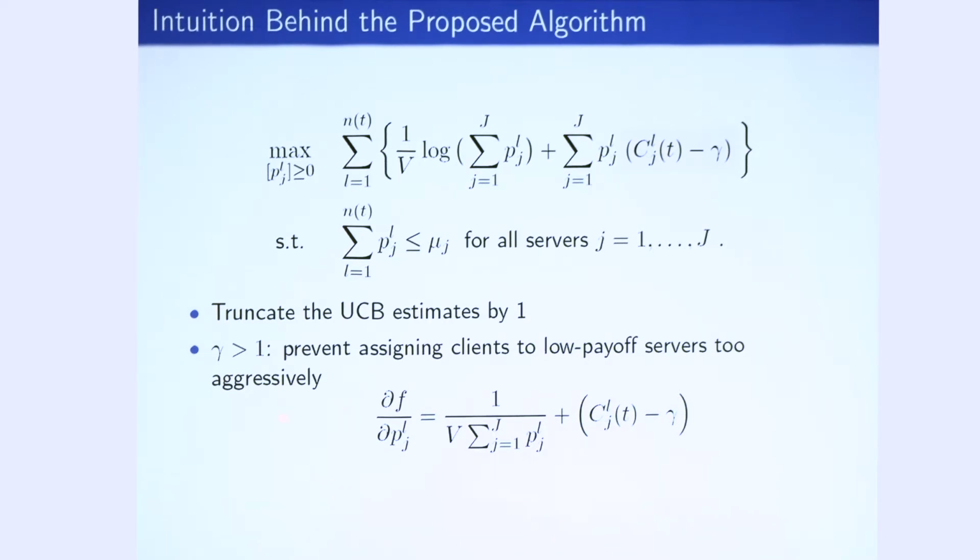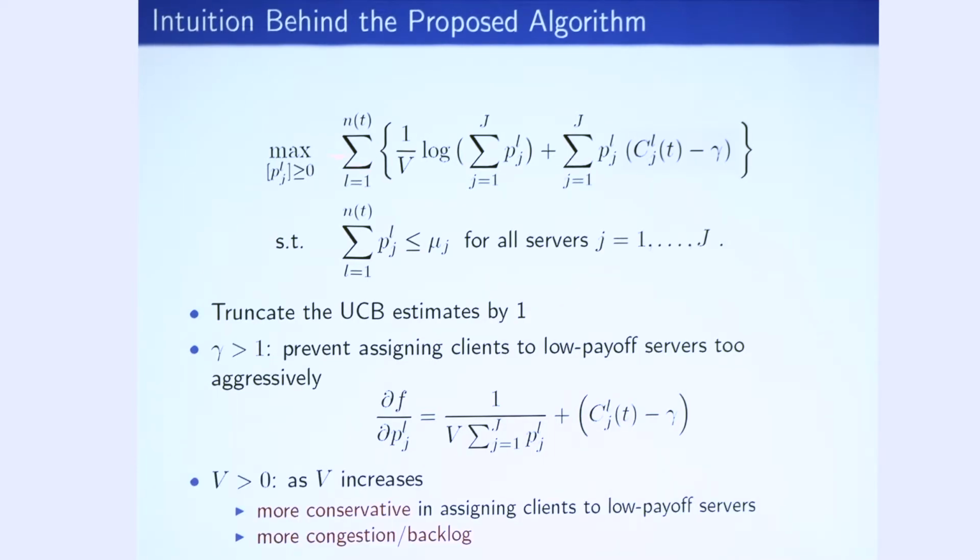In particular, this can also be seen by looking at the derivative of the objective function. By making gamma bigger than 1, this term will become negative. So the system will become more reluctant to assign clients to low payoff servers.